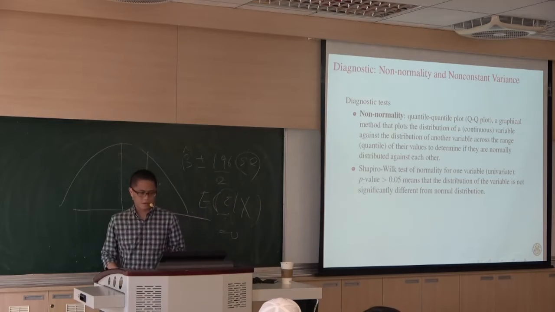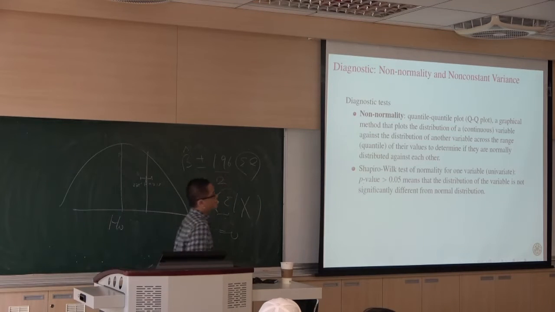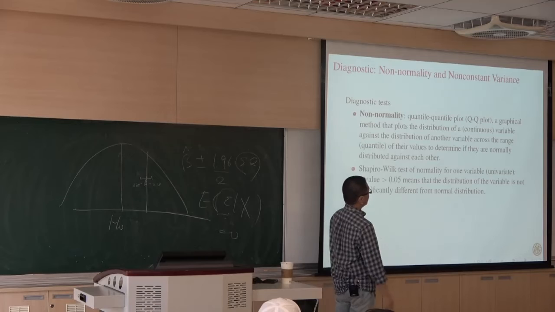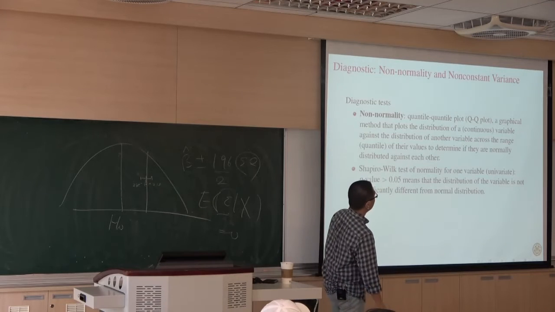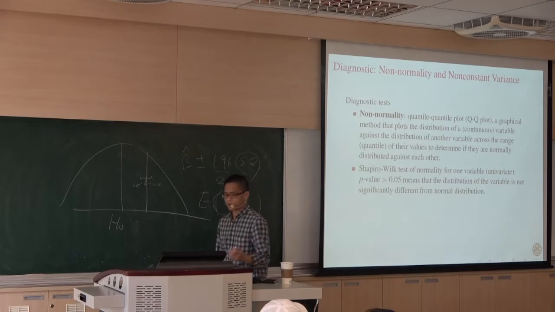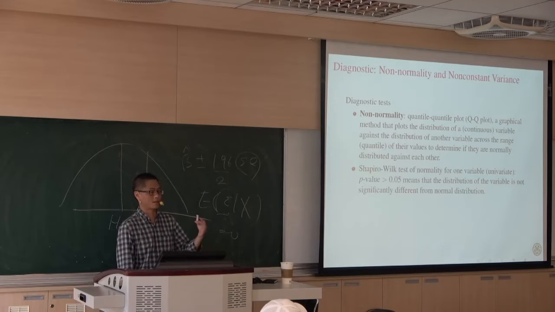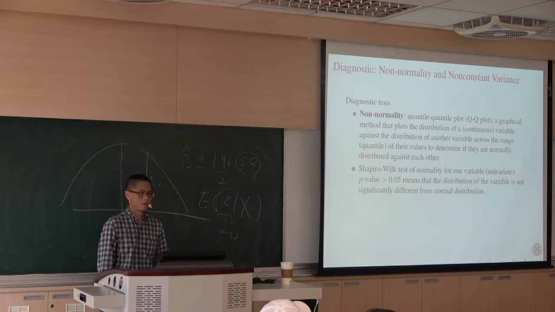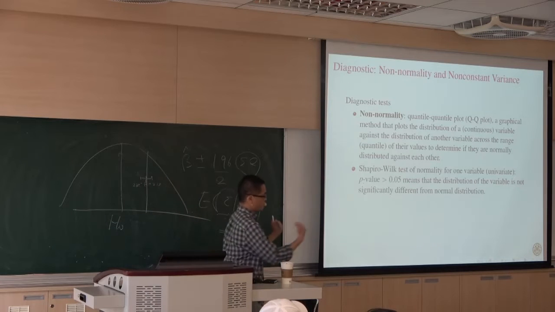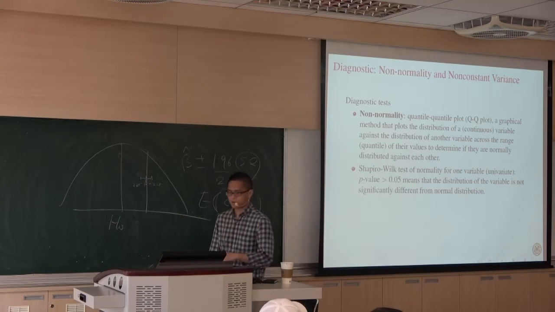So that's where the QQ plot, it's not very cute, right? But it actually means quantile plot. So it's a graphical visualization method that allows you to plot the distribution of one variable against the distribution of another variable to see how they distribute against each other.